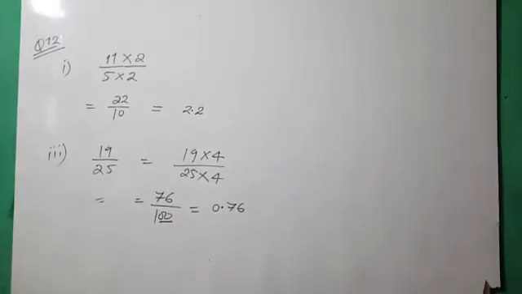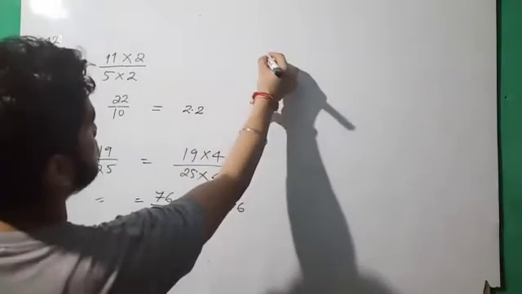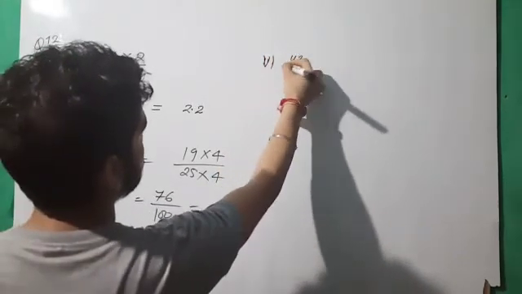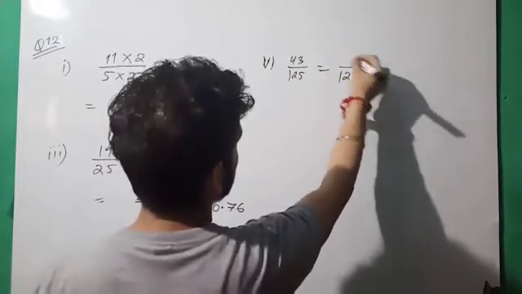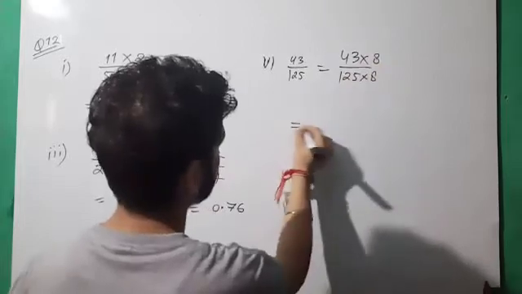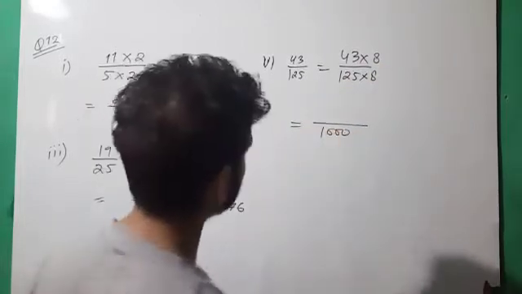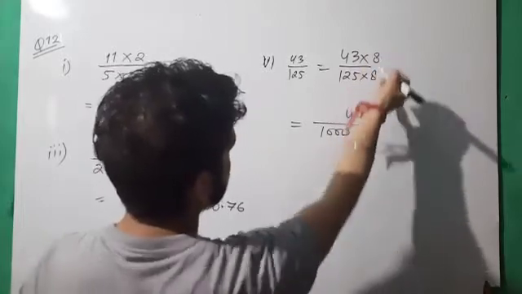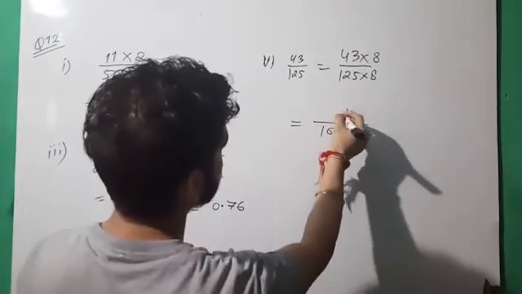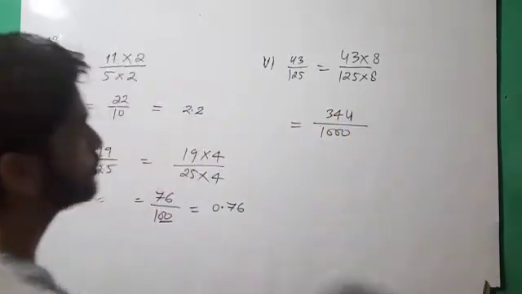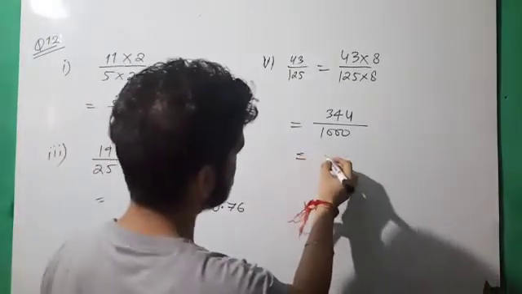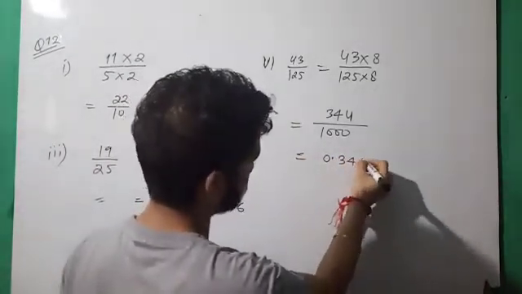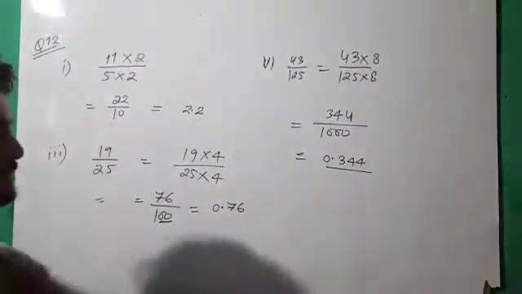Okay. Now the fifth part is 43 upon 125. Fifth one, 43 upon 125. For 125 we have to multiply 125 into 8 and 43 into 8. So 125 into 8 is 1000, and this is 344. Okay, 344 means we have to place 3 digits after the decimal. Okay, this is 0.344 is the answer.